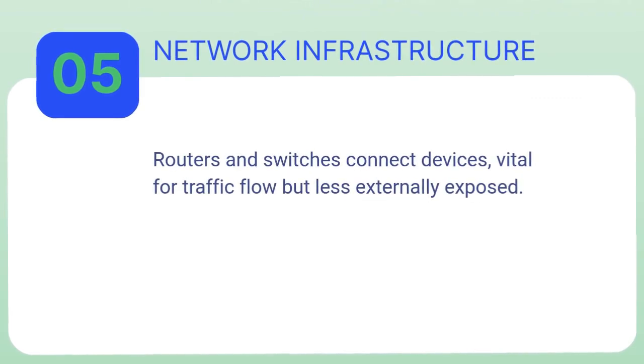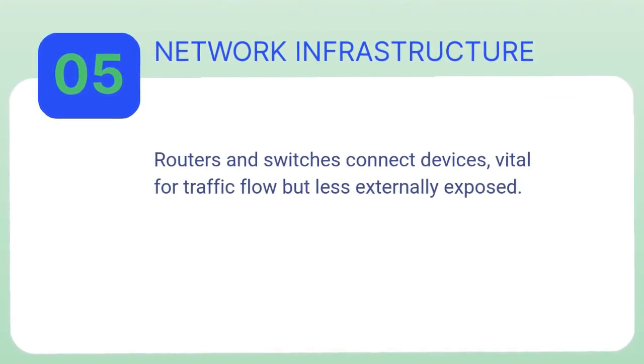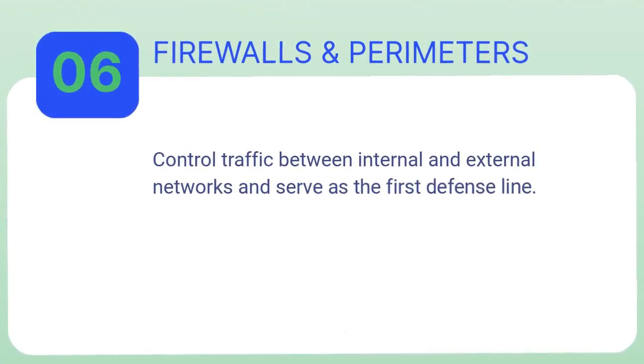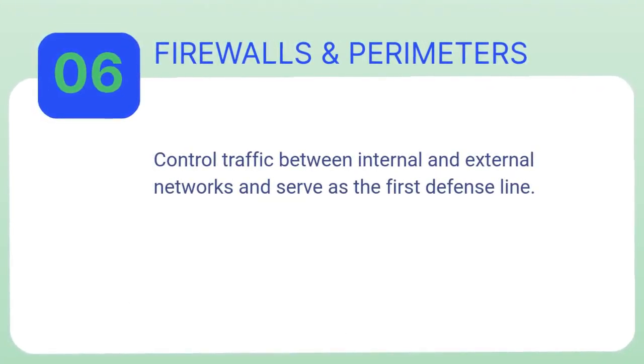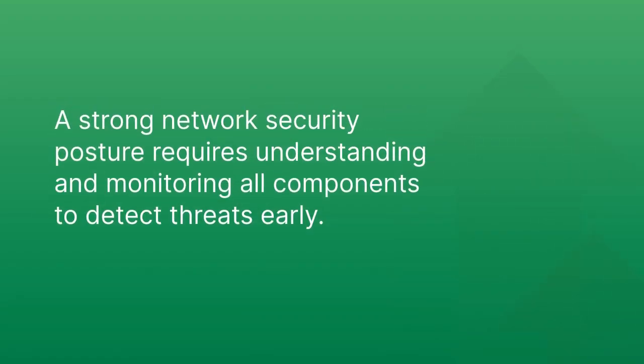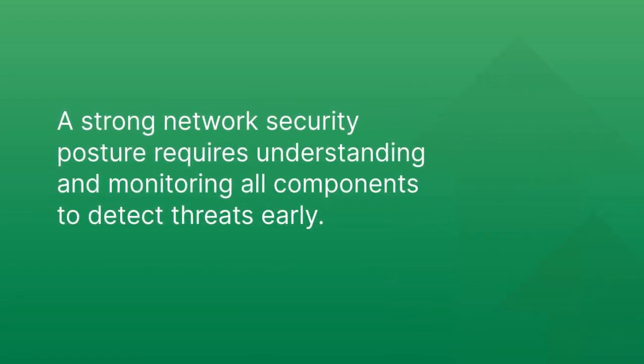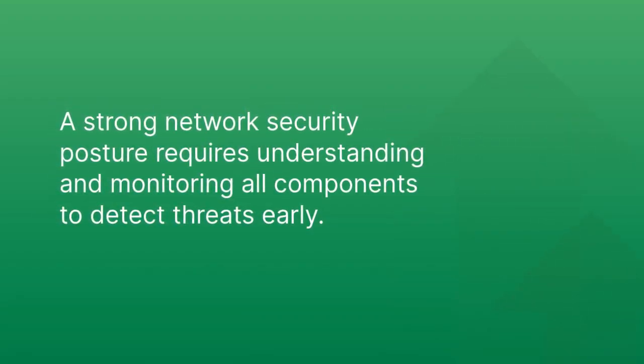Routers and switches enable communication inside and outside the network and must be monitored to prevent traffic interception. Firewalls act as primary gateways controlling network traffic and blocking unauthorized access attempts. Effective network security depends on knowing each component's role and continuously monitoring for suspicious activity.